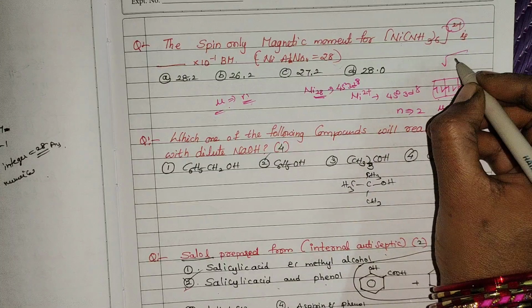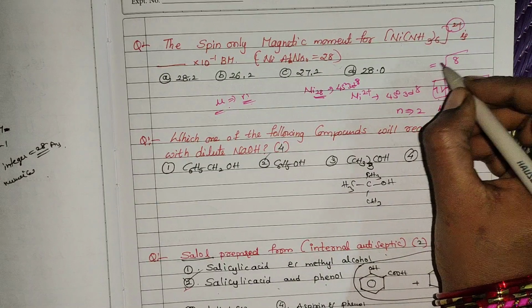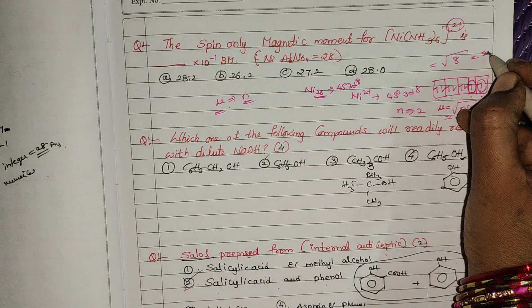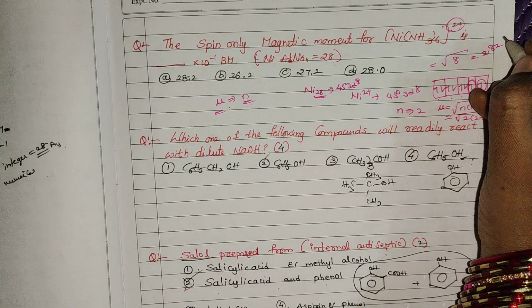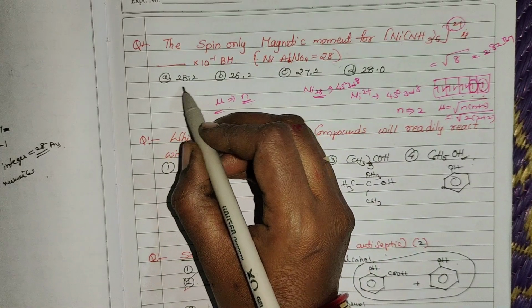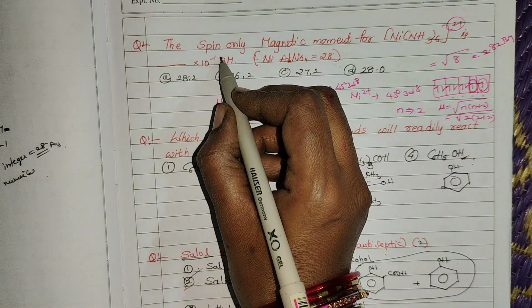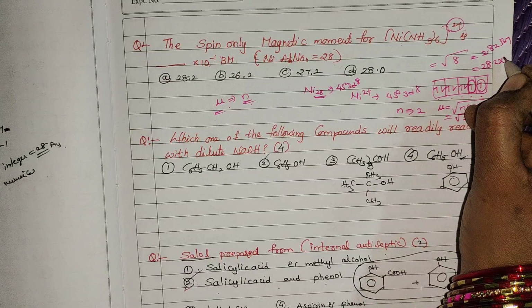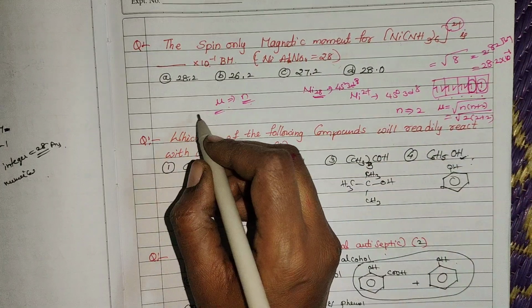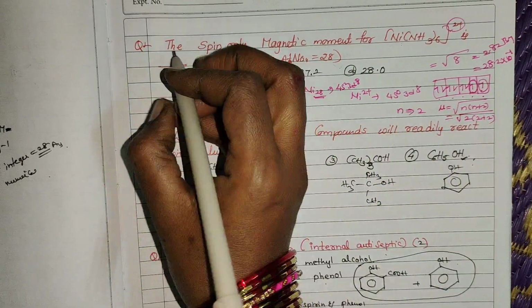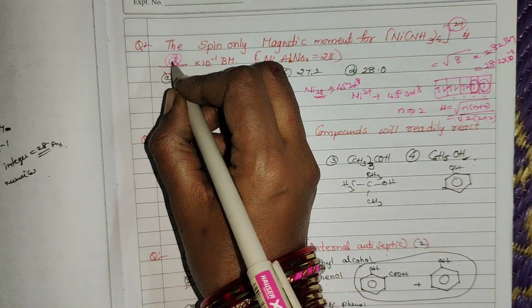Under root 8 will come. Okay, so root 8 value is how much? 2.82. Okay, 2.82 Bohr magnetons will come. But here 28 is given, so 10 power minus 1 is given. Don't be confused. We also have to write 28.2 into 10 power minus 1. So that is correct. So option A is right. Okay.